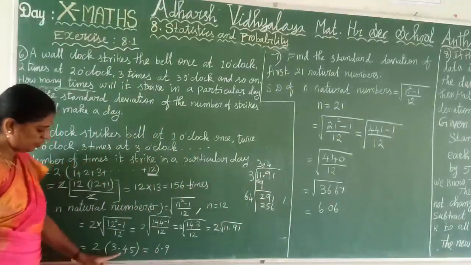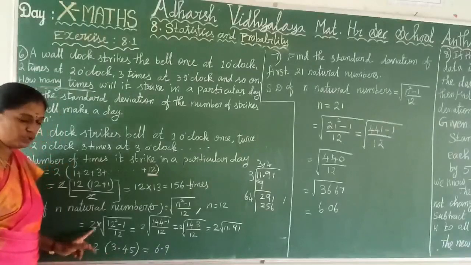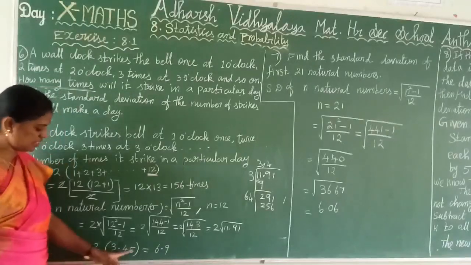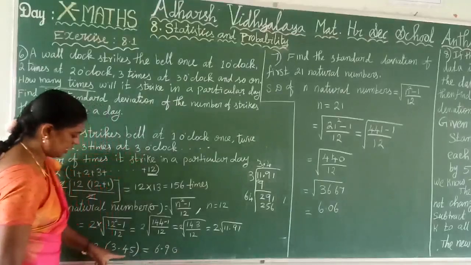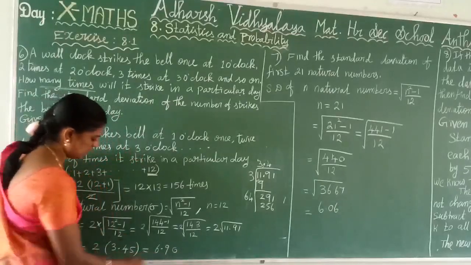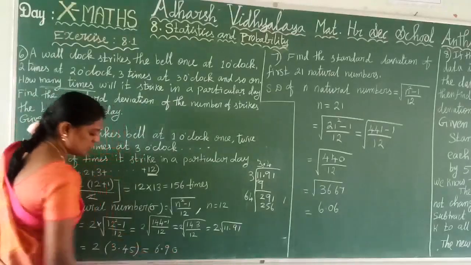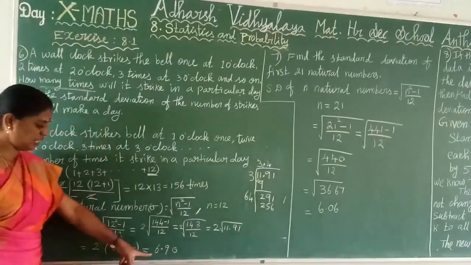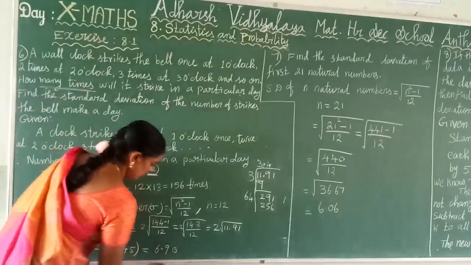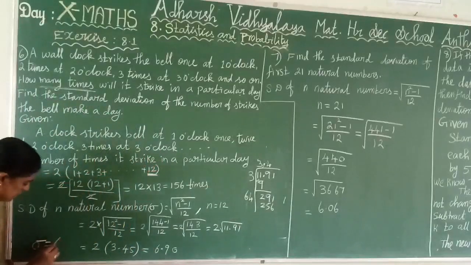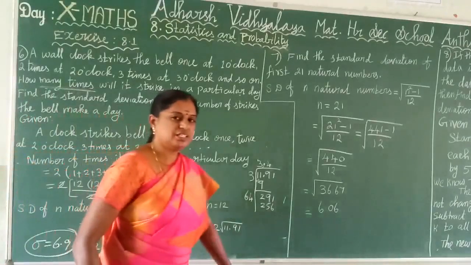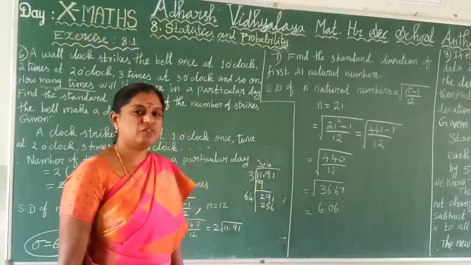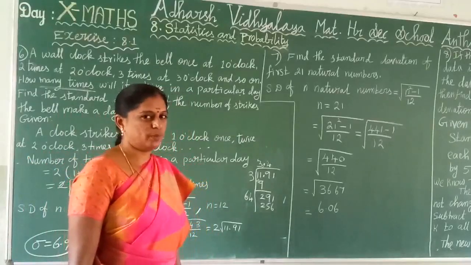So 2 into 3.45. Already 2 times, no. So 2 into 3.45. 2 fives are 10. So 0. Remainder 1. 2 4s are 8 plus 1, 9. 2 3s are 6. So 6.90. So at last the standard deviation is equal to 6.9. Clear? So in this exercise the simplification is very important. So you work out properly.